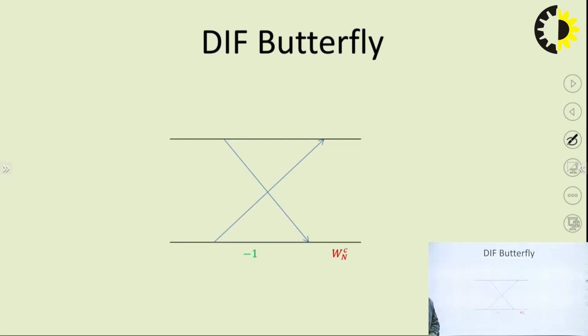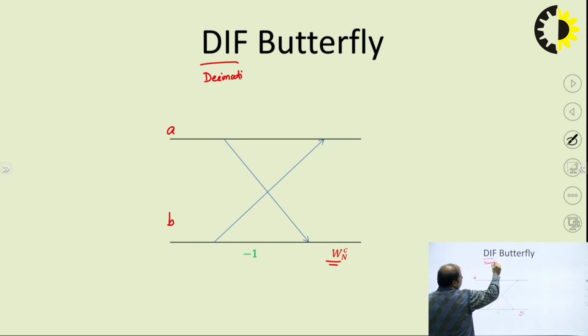Now there is also the concept of DIF. In DIF, the connection is made such that the twiddle factor comes later on basically. So if I have A and B here, this will be decimation in frequency.